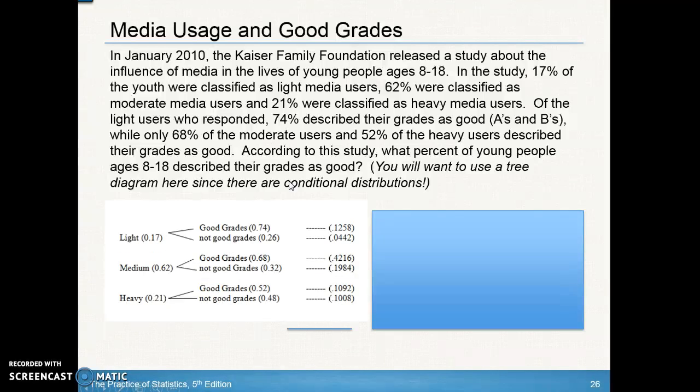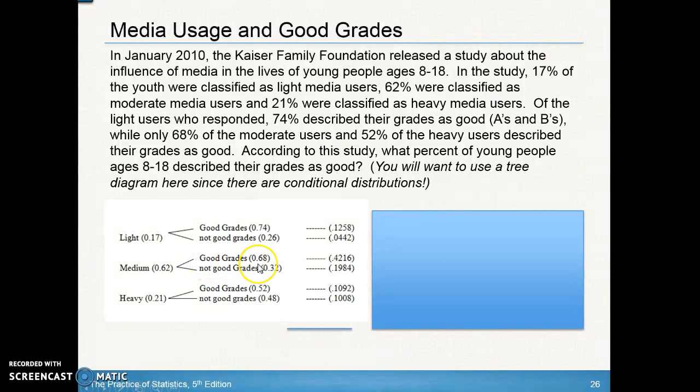So let's take a look at what this tree diagram looks like. Number one, our first branch is going to be, and this is a little bit different than the previous one, but that's okay. The first branch was our light, medium, and heavy. Now, we know that 74% of light media users had good grades. Well, remember that these branches always have to add up to 1. So think about it as a complement. Good grades, not good grades. So 26%, 1 minus 0.74 gives me my 26%, has to add up to 1.